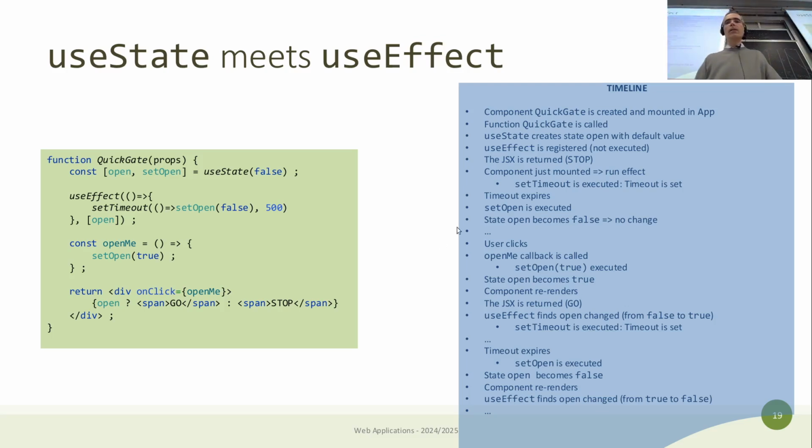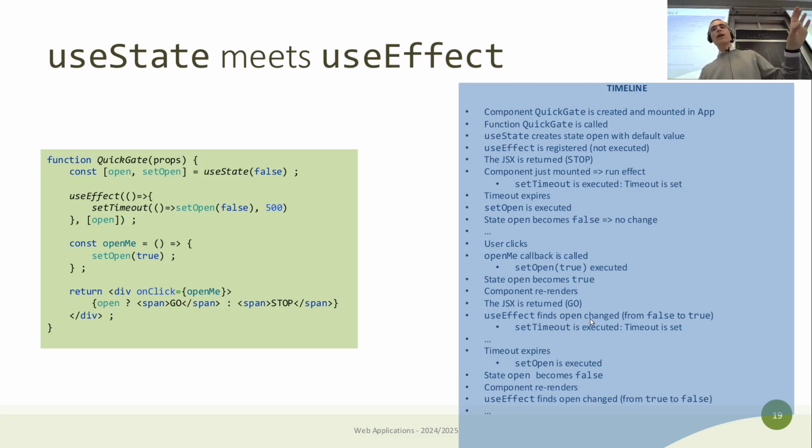Okay? So that's why you see the 3 dots. Nothing happens until the user clicks on the text, so on the gate, and the openMe callback is called. It does set open true. So actually now the state has been changed. So React re-renders the component. The JSX is returned with the go, so something is changed in the appearance of the component.